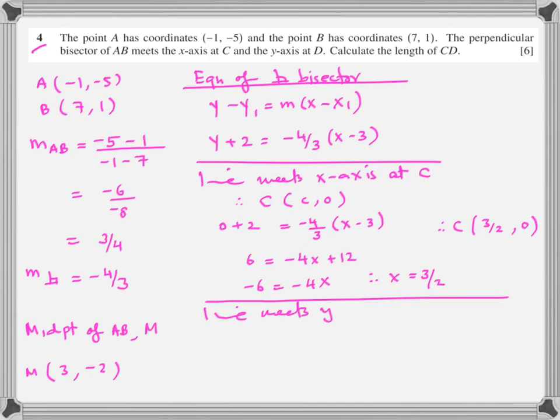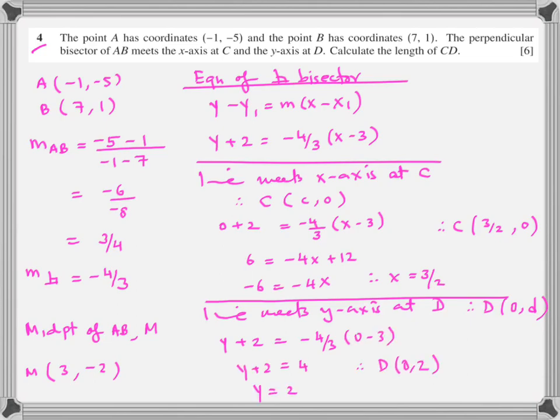When the line meets the y-axis, y coordinate is 0. When it meets the y-axis, x coordinate is 0. My bad. So the coordinate of D is 0, d. Again, work it out. You find the value of d, and what's the last part? Length of CD. That's kiddish stuff.